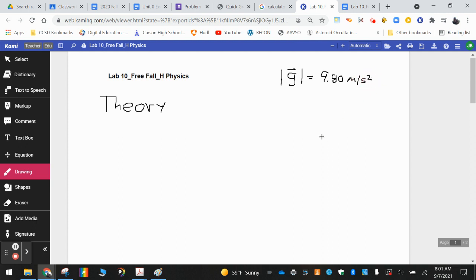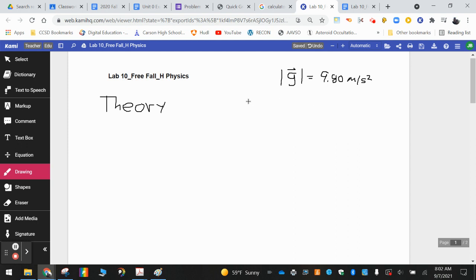For those in class here, Lab 9 should be completed this week. You should turn that in. If you didn't turn that in, some people may need to reevaluate their study habits or their social dynamics at their classroom or in their seats here. Okay, so 9.8 meters per second squared is the magnitude.